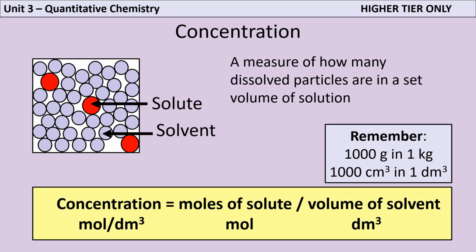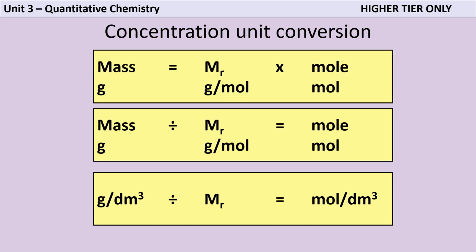If you're taking the higher tier exams, you also need to be able to complete concentration calculations using moles per decimetre cubed rather than just grams per decimetre cubed. Now, it's fairly unlikely that they would give you the moles. So what's more likely is that they give you a mass and then you need to work out how many moles there are based on that mass, using mass is Mr times mole, and then divide by volume to get the concentration in moles per decimetre cubed.